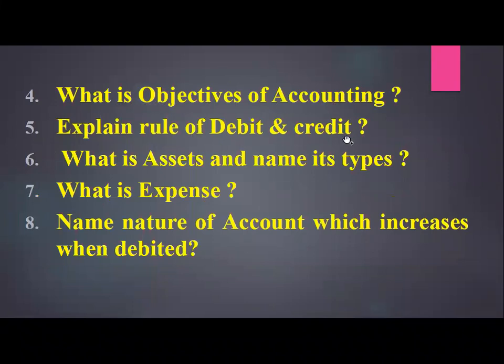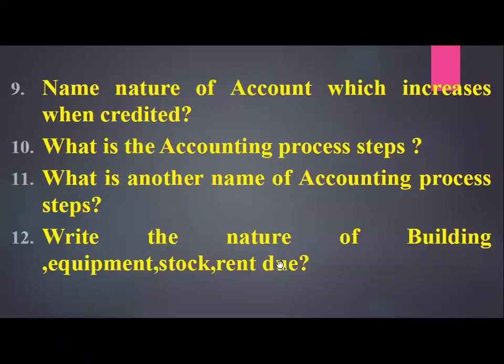Explain the rule of debit and credit. What is asset and write its name? What is expense? Name the nature of account which increases when debited. Name the nature of account which increases when credited.